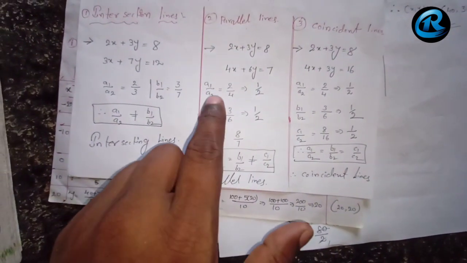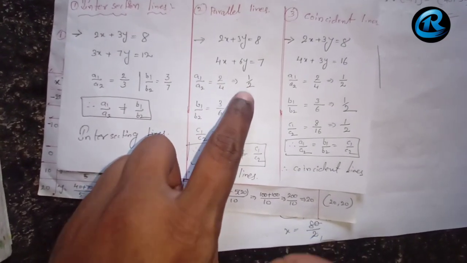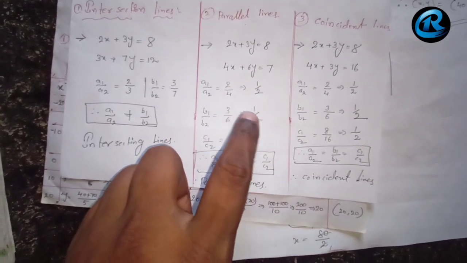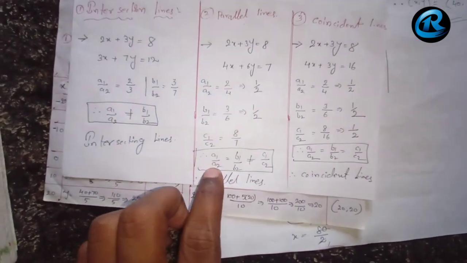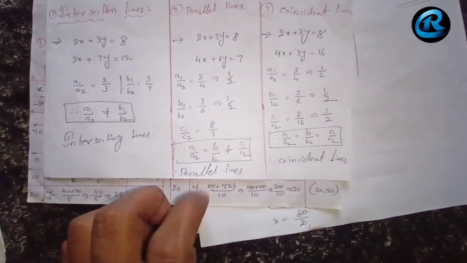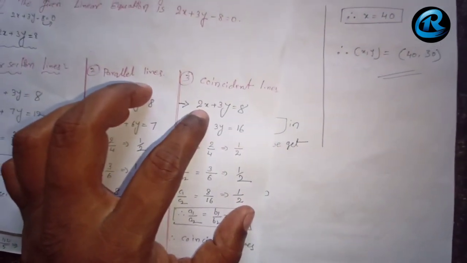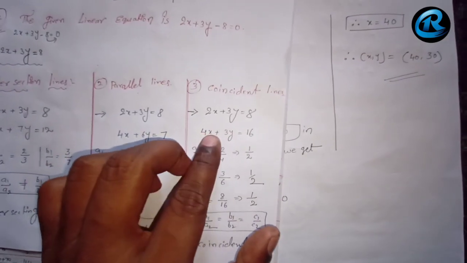So see, a1 by a2 equal to 2 by 4 and b1 by b2 equal to 3 by 6, that equals 1 by 2 and 1 by 2. c1 by c2 equal to 8 by 7. So a1 by a2 is equal to b1 by b2 is not equal to c1 by c2, it is parallel lines. And coincident lines. So already given an equation 2x plus 3y equal to 8.